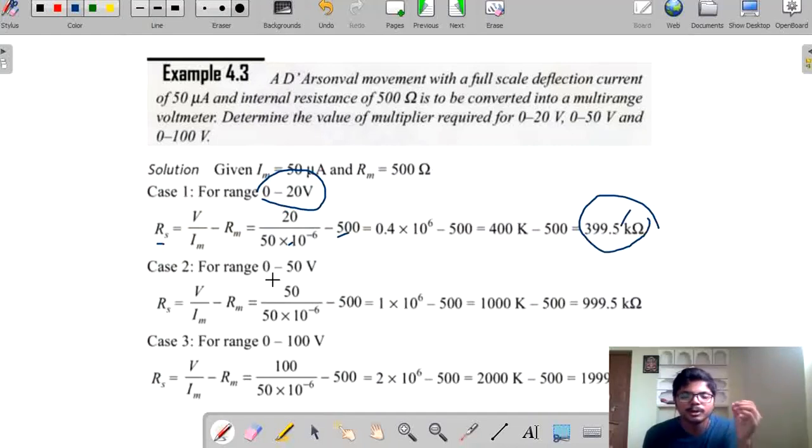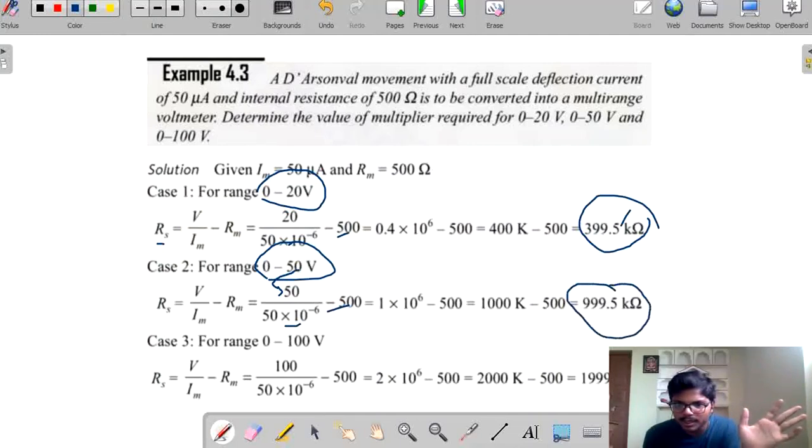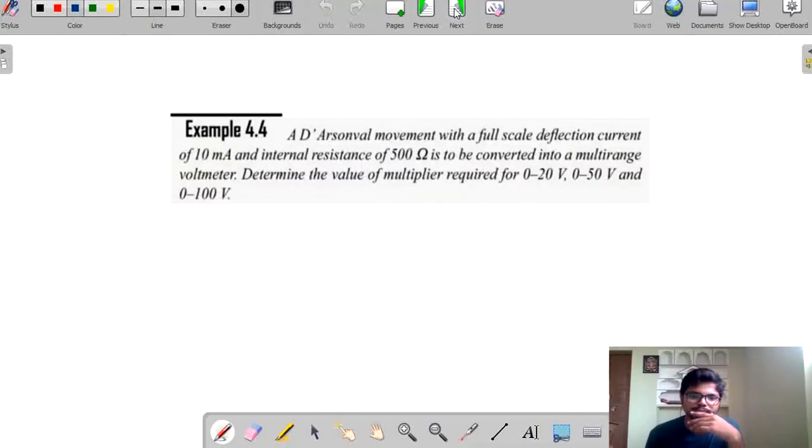In case 2, my voltmeter has to measure up to 50 volts. Then I just replace V with 50 here, and the remaining calculation is the same. Now I get 999.5 kilo ohms. In order to measure up to 100 volts, I just place 100 here, the remaining is the same, and now I get 1999.5 kilo ohms. Now see carefully, in order to increase my voltage range, I need to increase my series resistance. Now solve this.